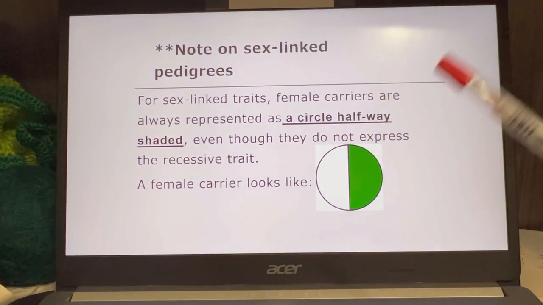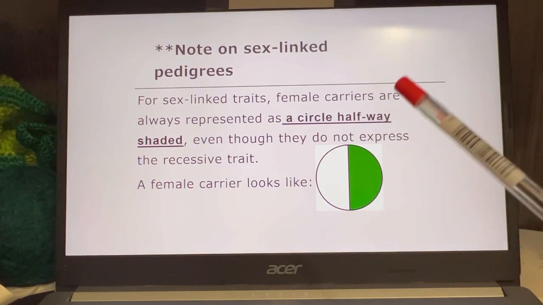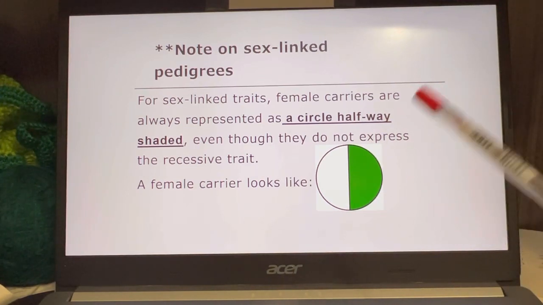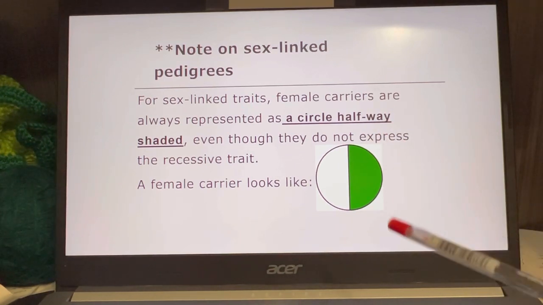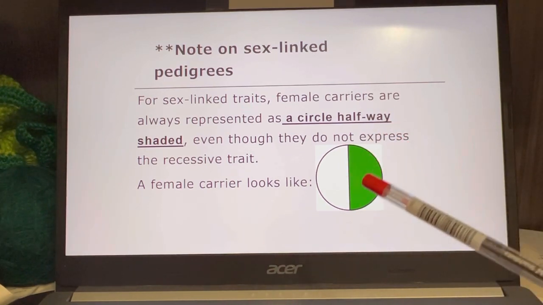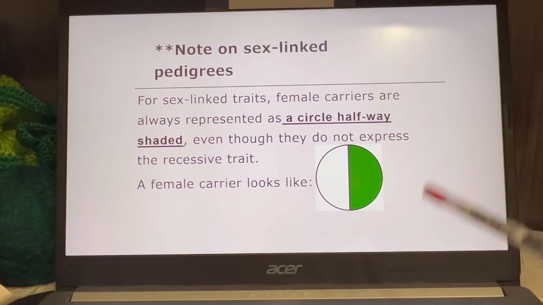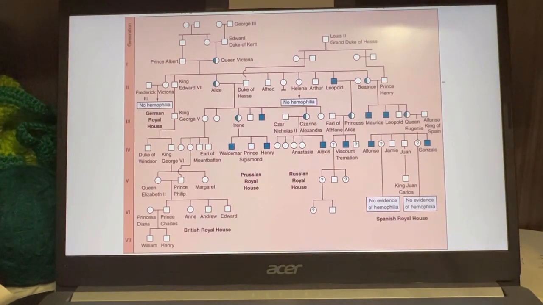Alright. One note on sex-linked pedigrees. For sex-linked traits, female carriers are always represented as a circle halfway shaded, even though they do not express the recessive trait. So this is what a carrier looks like. Half colored in.